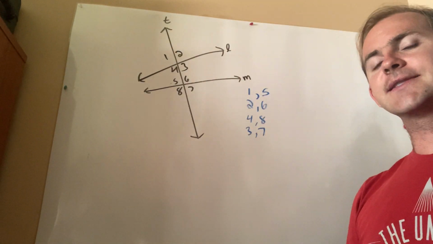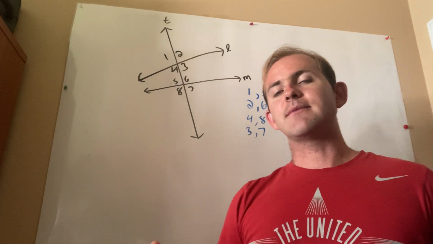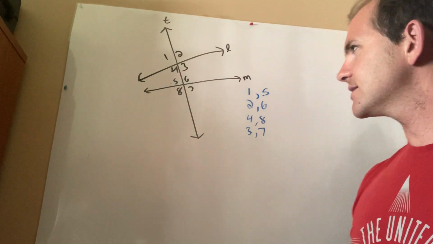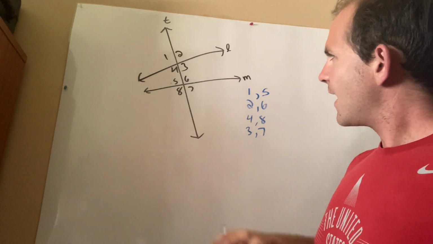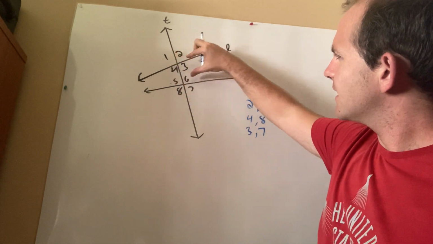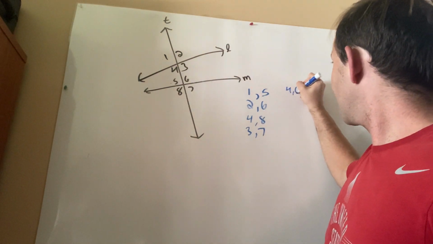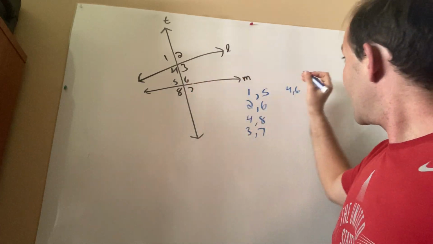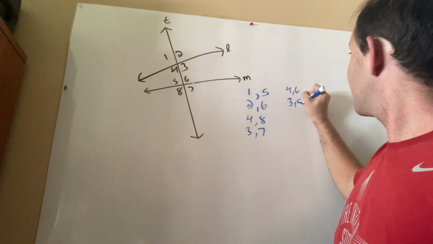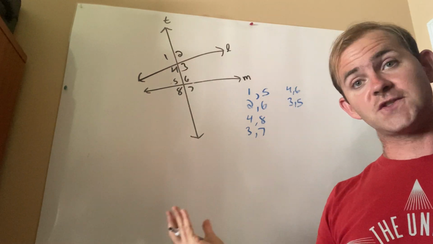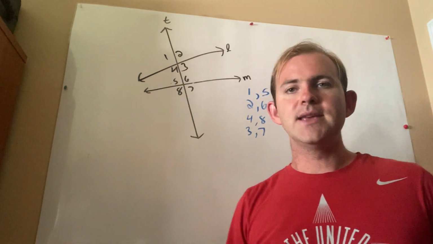Now let's talk about alternate interior. The word alternate means kind of like opposite, right? And interior means in between the two lines. So which angles are in between these two lines but on opposite sides? Well, that would be 4 and 6 and 3 and 5. So there are fewer pairs of alternate interior angles, but there still are two pairs in a standard diagram.